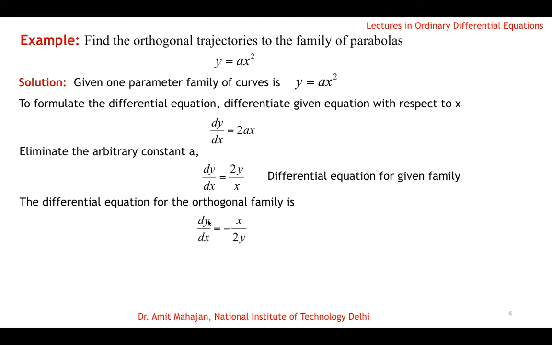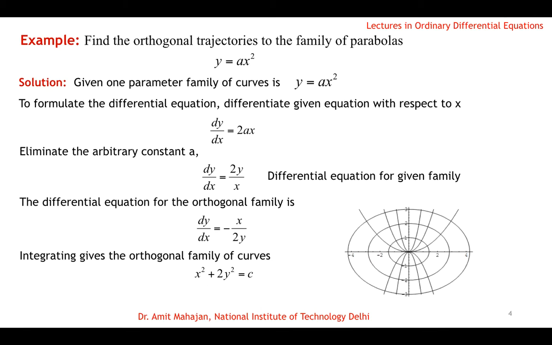So this is easily variable separable, so I can take 2y on this side, dx on the other, integrate both sides and add a constant of integration to find that x square plus 2y square is equal to c is the orthogonal family of curves to these parabolas. So these are nothing but ellipses.